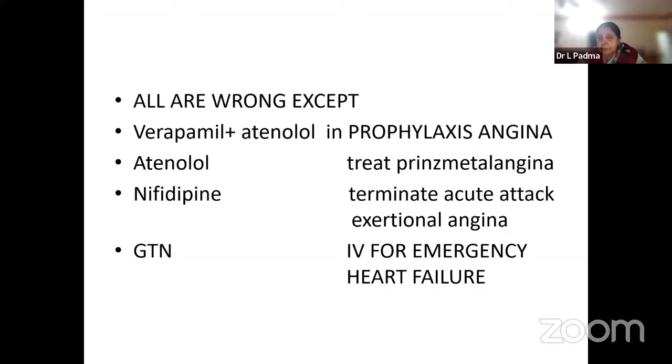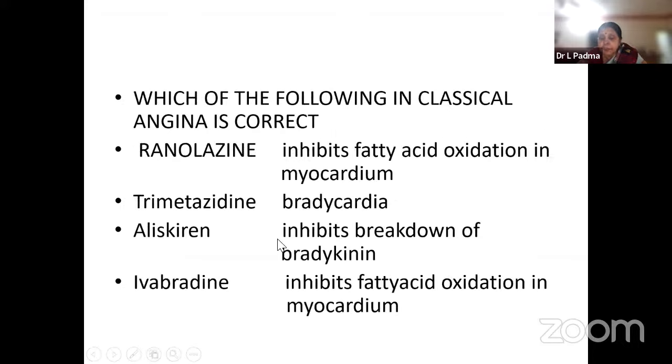Which is wrong? Which is wrong? Atenolol or beta blockers in Prinzmetal angina, because of unopposed vasoconstriction, and they will further increase the coronary vasospasm. Even if you use beta-1 selective agents at higher levels, they lose the receptor selectivity, so they can cause further vasospasm. Next, which of the following about classical angina is correct?